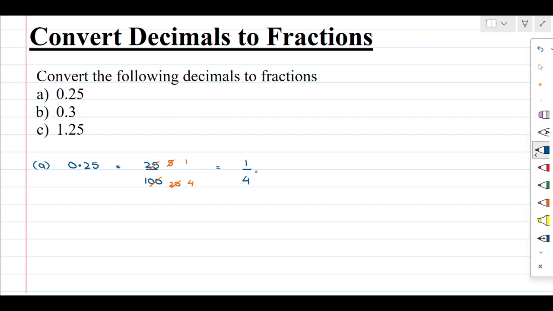So that is decimals to fractions. Okay, let's do part B, 0.3. There is one digit after the decimal point, so 3 is going to be divided by 10. 3 by 10 is already in the simplest form. So the fraction representation of 0.3 is 3 by 10.